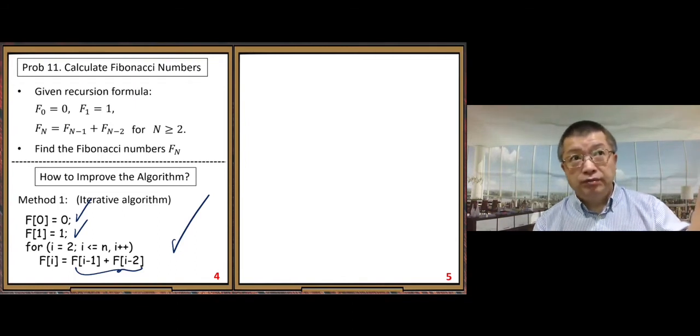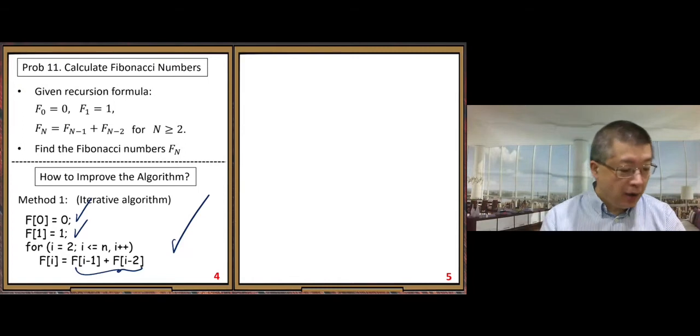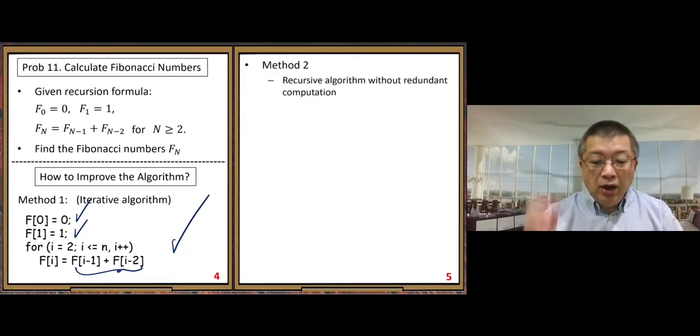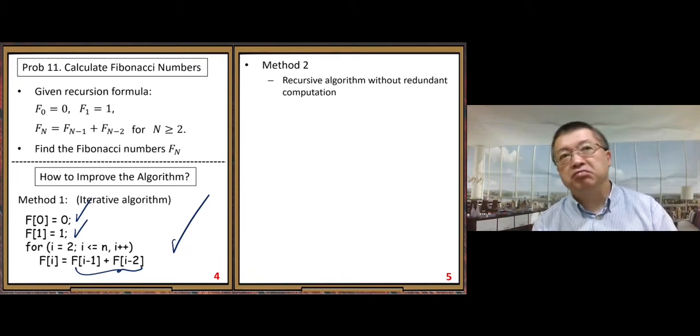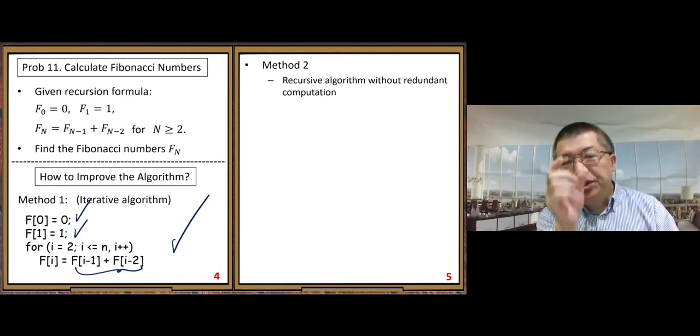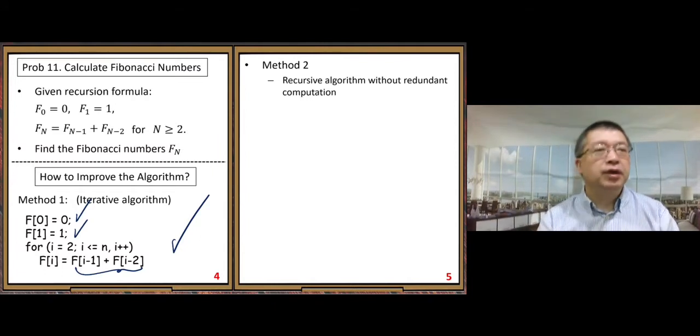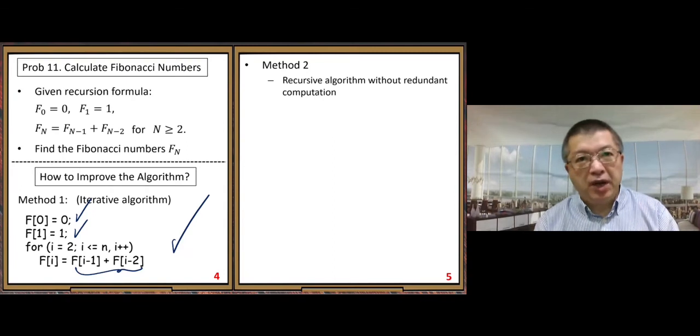Sometimes we need it to solve some tough problem. Okay, all right, here. Method number 2, recursive algorithm without redundant computation. Here, we just need to do some preparation. If you do that, you can avoid redundancy.